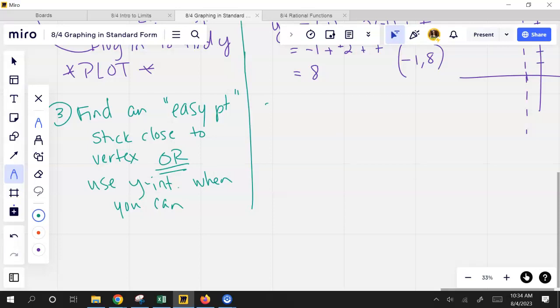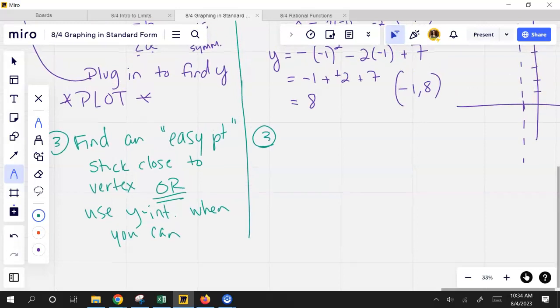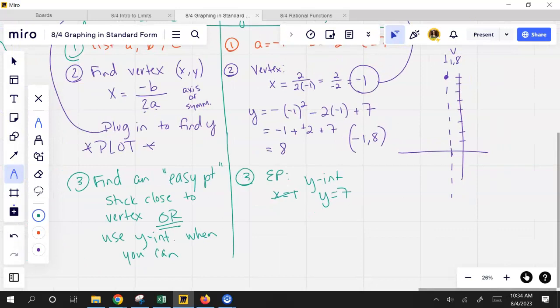So if I look back at my example here, I need an easy point. I could use the y-intercept on this one, right? What did we say the y-intercept was here? 7. That's pretty close to 8. I wouldn't have to go over. Or I could pick maybe I let x be 1 or whatever it is and plug that in. Now for this one, I'm going to use the y-intercept of 7, because if you can ever use it, save yourself the time and use it. And that's right there.